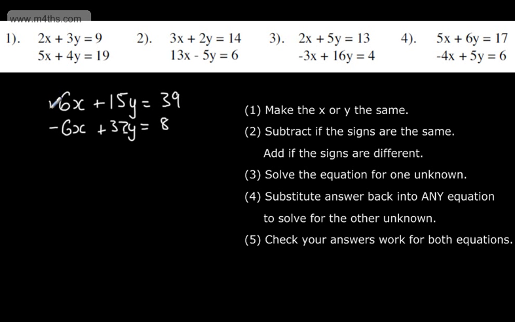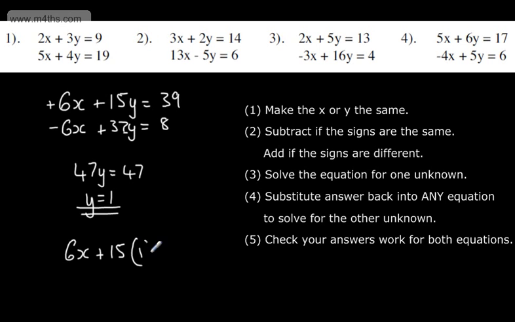We can see I've got plus 6x, minus 6x, so these are the same 6's. We're going to add. Adding will eliminate those, so that gives me 47y is equal to 47 and y is equal to 1. Substituting that back in, it's entirely up to us from here. I'm going to put it back into this one. 6x plus 15 lots of y is equal to 39. So we can see that 6x is 39 minus 15, which is 24, and x is going to be equal to 4.